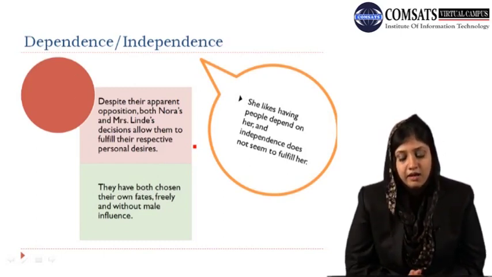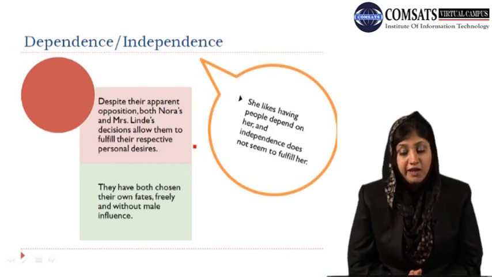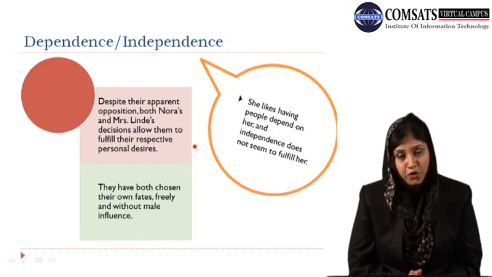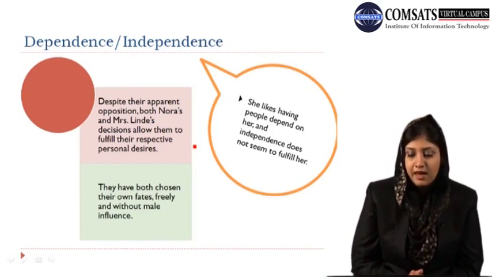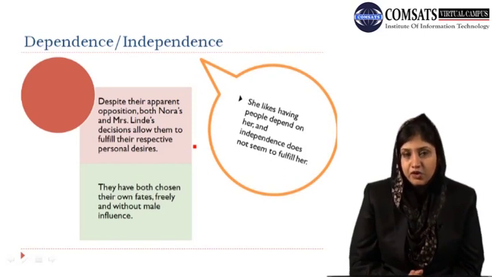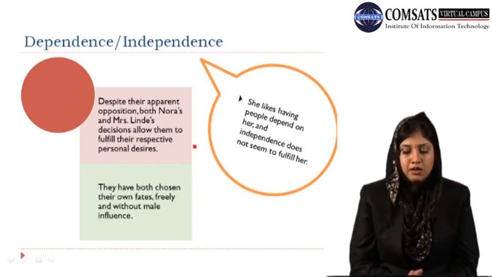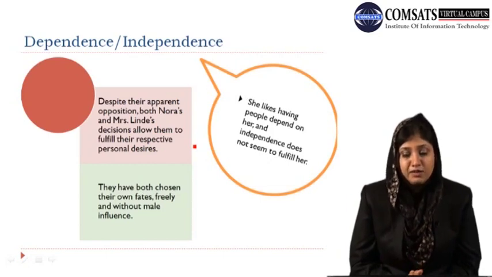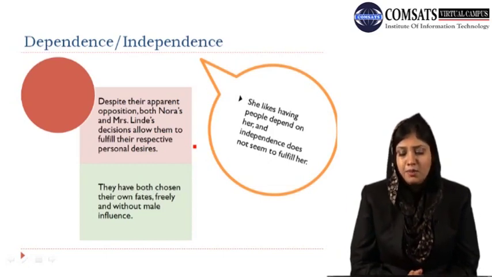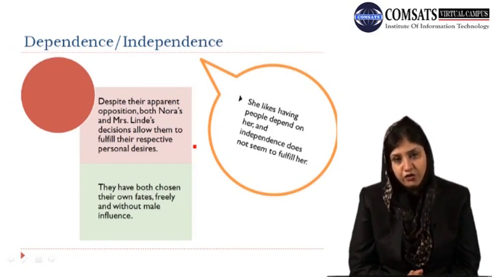If you see one of the characters, she likes having people depend on her. Can you guess who that character is? Is this Nora or Mrs. Lind? And the other character would like to have an independent life. So, who is this character? She likes having people depend on her, and independence does not seem to fulfill her wish.